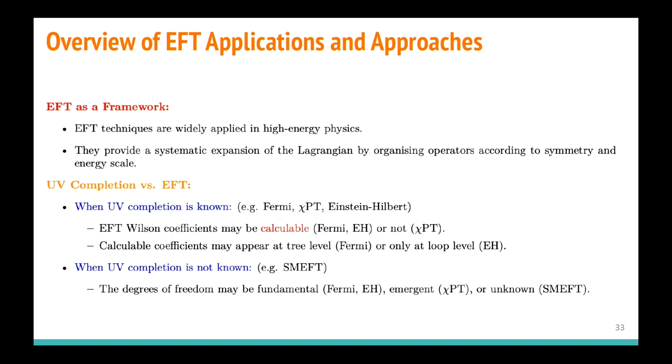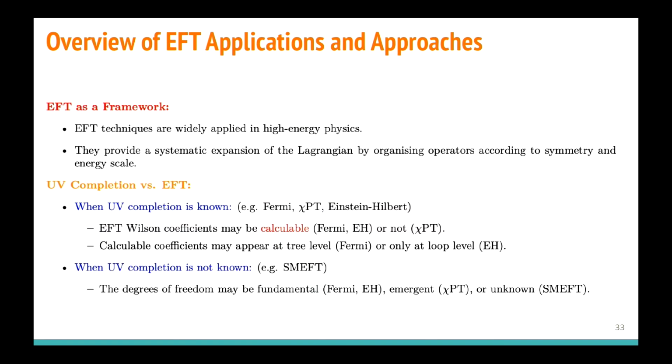The calculable coefficients may appear at tree level or only at loop level. Why are you calling Einstein-Hilbert UV completable? What are you thinking of, like string theory? I don't know the exact details, but I just know the Lagrangian, that's about it. The gravitons come as the modes.